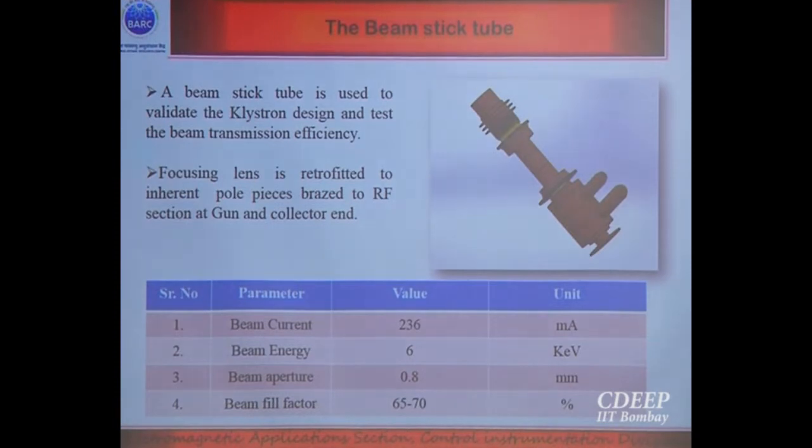So in this design, the beam current was around 240 milliampere, beam energy is 6 kilo electron volt, beam aperture is 0.8 mm, and beam fill factor is 65 to 75%. Beam fill factor means how much of the aperture you are filling with beam. It's 65 to 70% of the 0.8 mm.